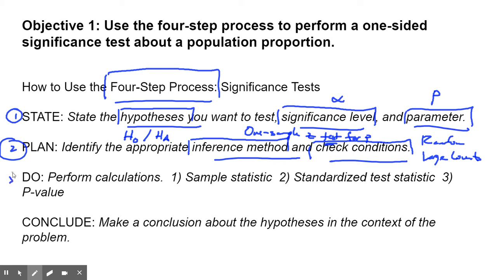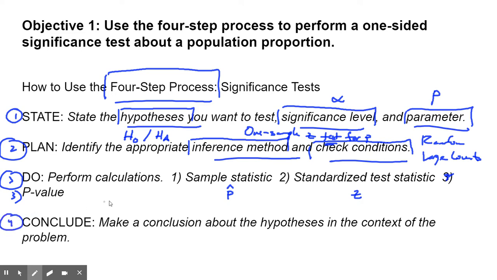Third, we have to do some things. We have to do our calculations. So first, we're finding our sample statistic. For this type of problem, it's going to be your p hat value. Then we're going to find our standardized test statistic, and that's our z, using that bigger formula. And then number 3, your p value. All right, and that's going to come from the stats applet.